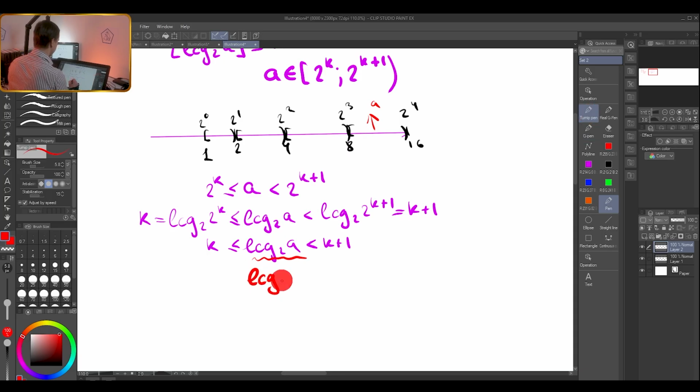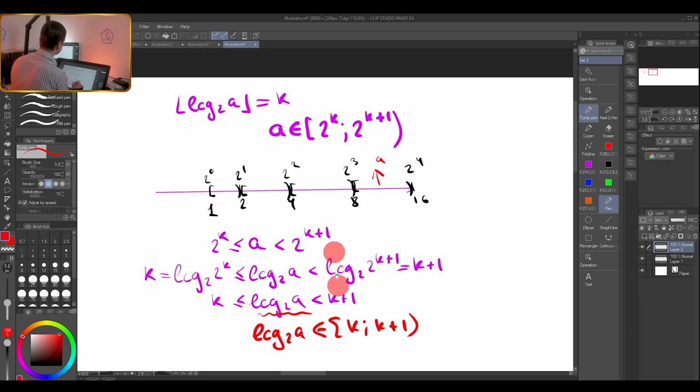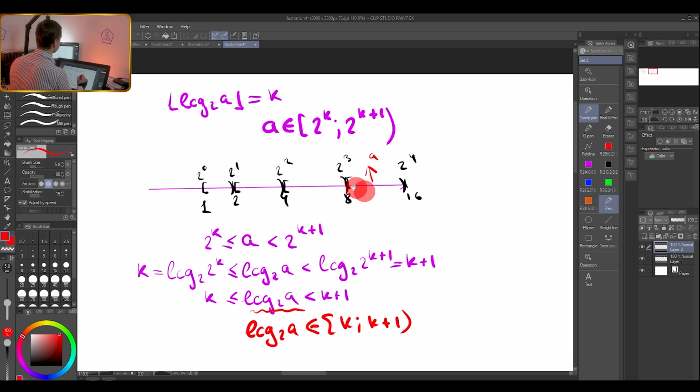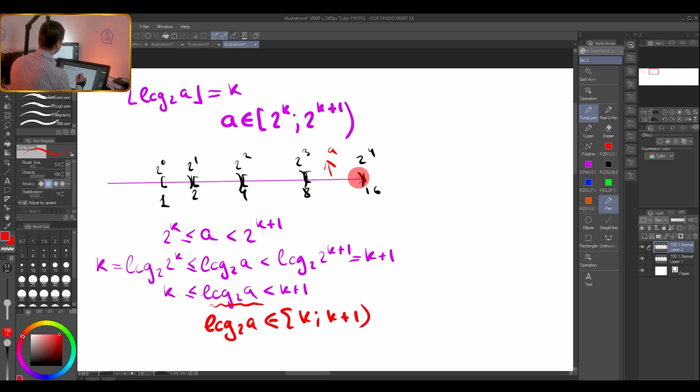It means that log 2a belongs to the interval from k to k plus 1. And now the very simple question for you. If you have a number from this interval, what is the floor of this number? The floor of this number is the left end of this interval. It's k. So, for any integer number that we can take here, and basically for any number from this interval, but we consider only integers because it's like a part of our sum, the floor of log 2a is simply this power of 2 that is on the left side of our interval.